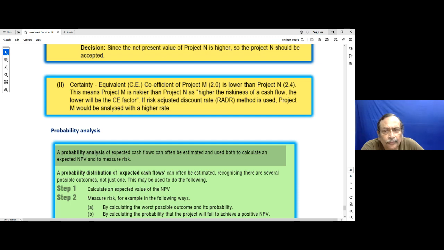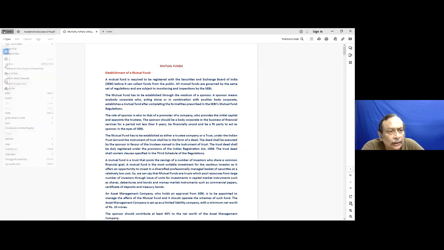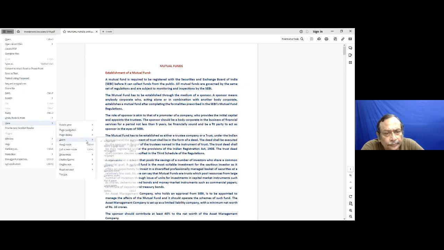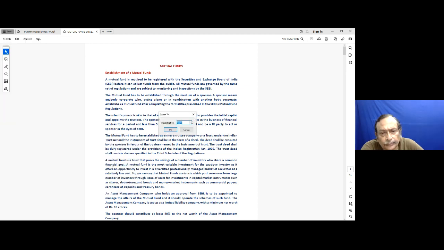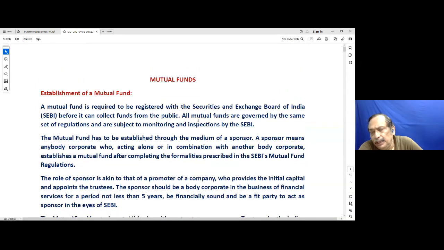We are going to start mutual funds. Now, this is also a very important topic in your strategic financial management paper, and you may expect one question from mutual funds.